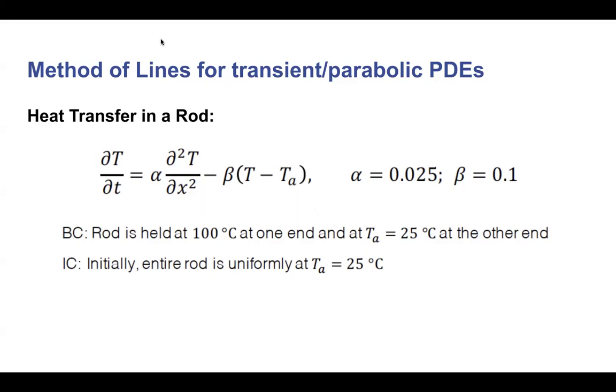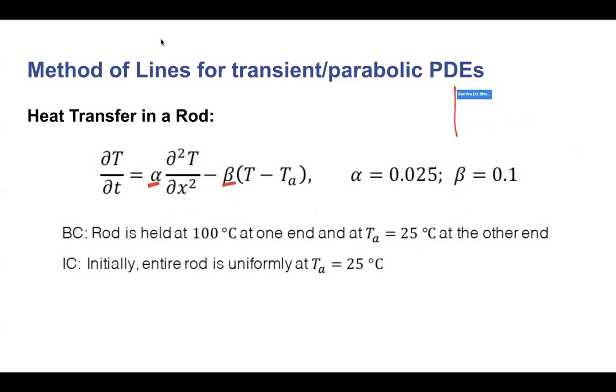So before starting, let us look at what conditions are given. We are given the constant, the alpha parameter and beta parameter. And it said that the rod is held at 100 degrees Celsius at one end, and the other end of the rod is at 25 degrees Celsius. And it is also changing with respect to time. So initially the entire rod is at 25 degrees.